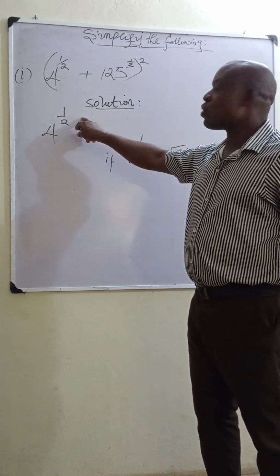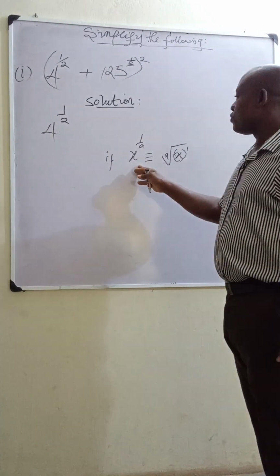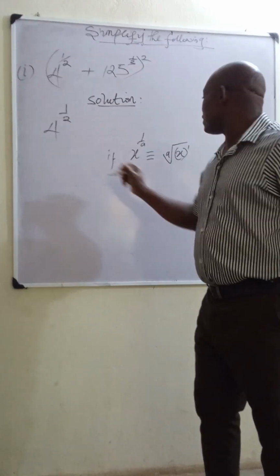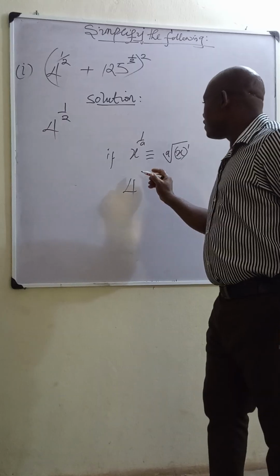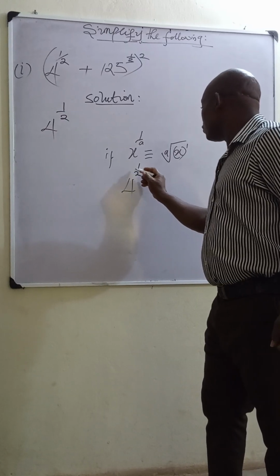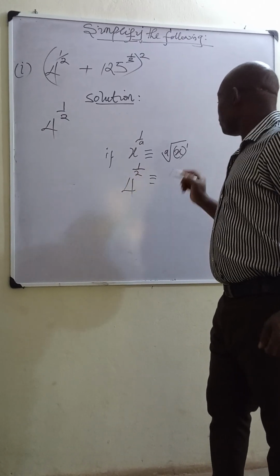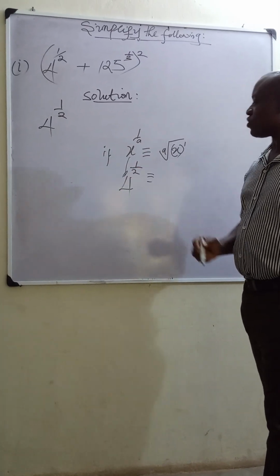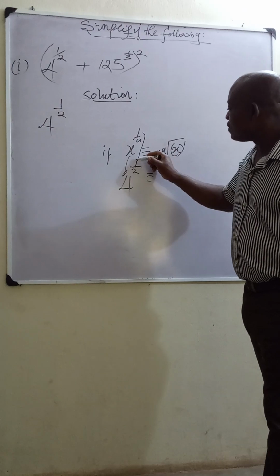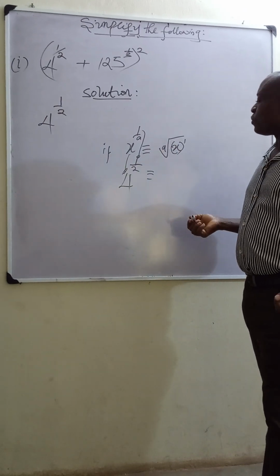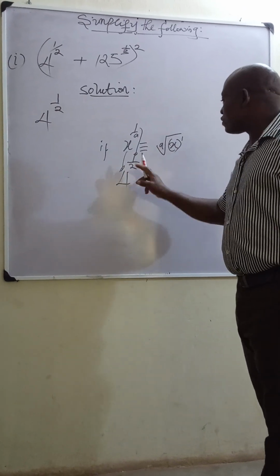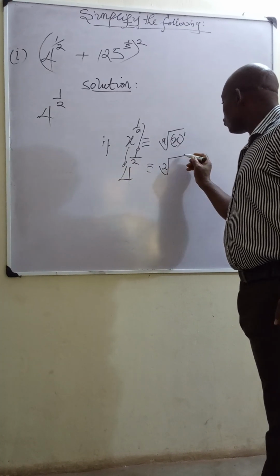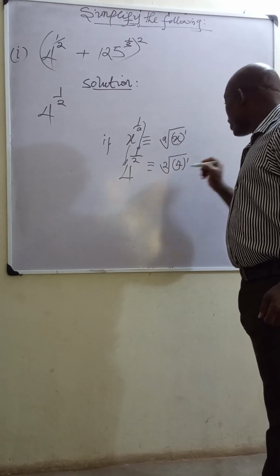Now, this is 4 raised to the power half. If you compare this now, you see that this particular number can be expressed in this nature: x raised to the power 1 over 2. So now x is the same thing as 4 here. Very simple. So we can represent it as the second root of 4 raised to the power 1.